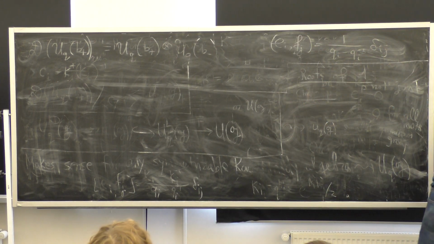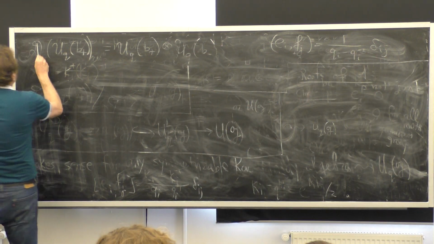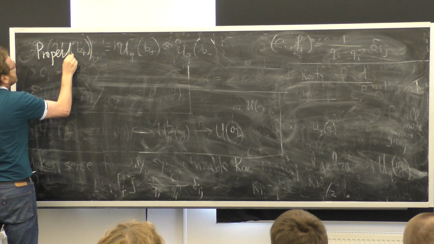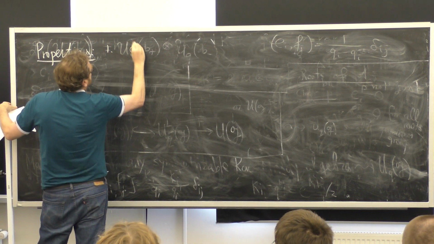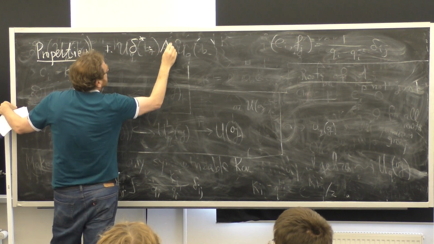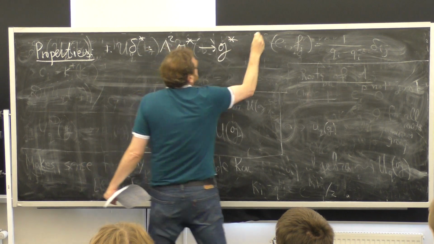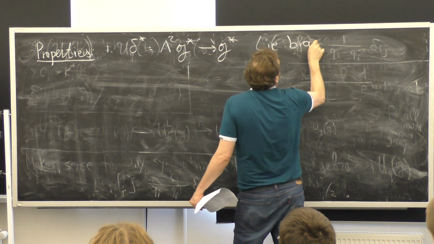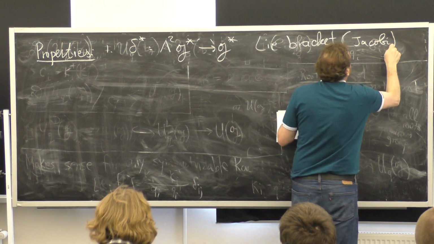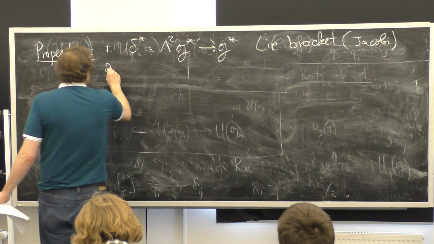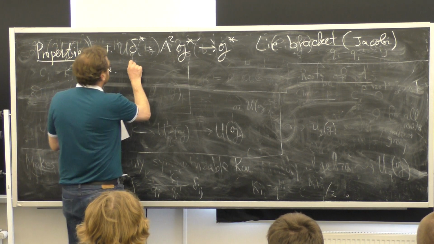So here are the properties of this thing. First of all, if you look at the dual of wedge 2 of G star into G star, then this is a Lie bracket, which means it satisfies Jacobi. And the second property is it's compatible to the bracket. It's a derivation. So delta is a derivation.